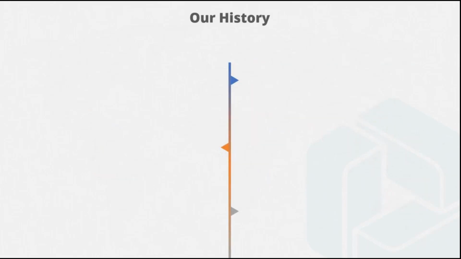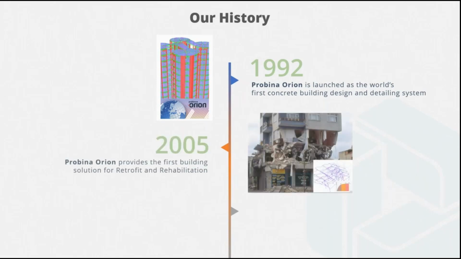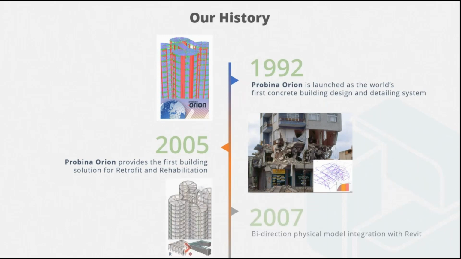So let's begin with our history. I want to briefly summarize some of the key milestones of Prota Software's journey throughout the years. Some of you might know us from back in 1992, as Prota launched ProBin Orion, which is the world's first concrete building design and detailing system. In 2005, ProBin Orion provided the first ever building solution for retrofit and rehabilitation. In 2007, we invested in BIM technology and launched Prota BIM, which, as mentioned before, provides bi-directional physical model integration.